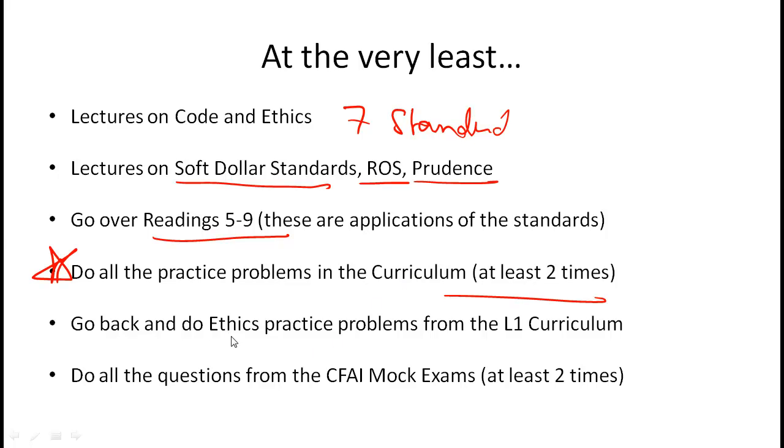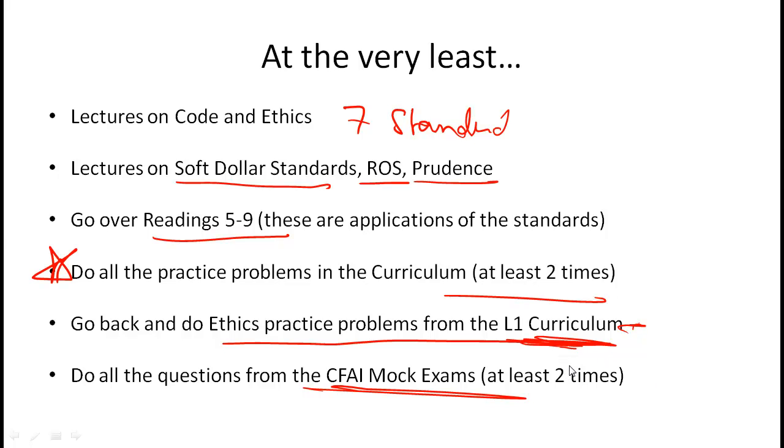Something that I did, and I would recommend you do the same, practice your level 1 curriculum questions also. Most of them are similar, but if you can find any differences, do those plus your level 1 mock exam. So if you have time, you can practice this. And then the other critical element is all the CFA mock exams that I've made available to you or that you can get from other sources. Do all the ethics case studies from there. So when you do all this, you will have sufficient practice.